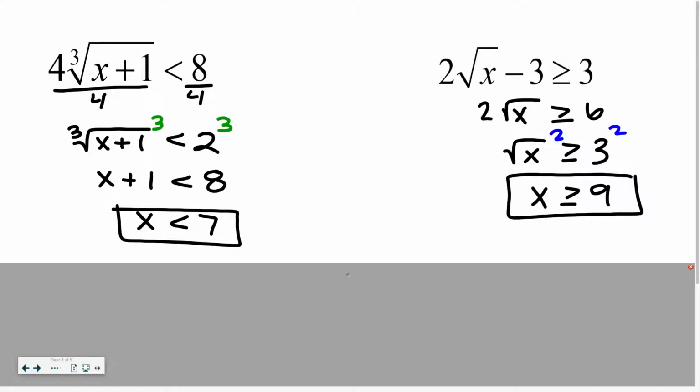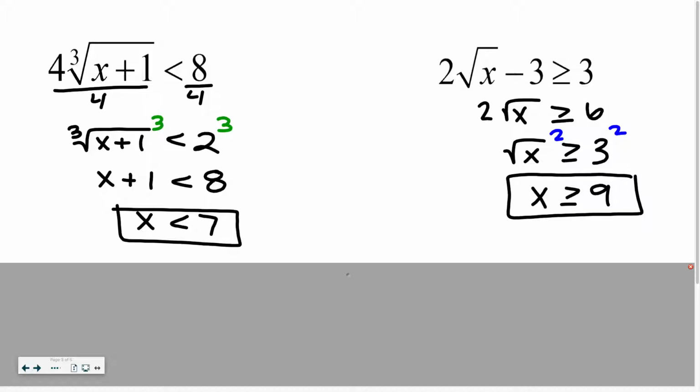Okay, so let's come together and check the board. These are the things I'm seeing and hearing as I move around the room. The first one, of course, you're going to divide by 4. You're going to cube both sides. You get x plus 1 is less than 8. And then you subtract 1, so you get x is less than 7.